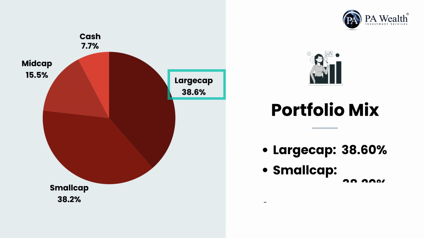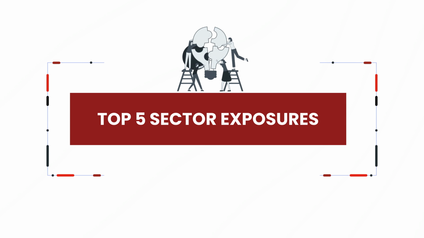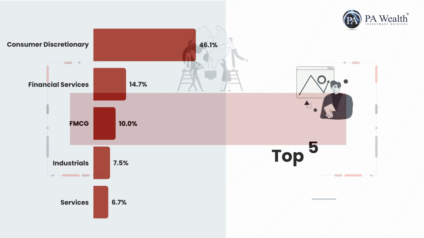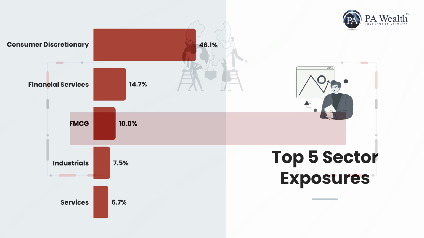First, let's look at the portfolio mix by market cap size. Regarding portfolio composition, large cap accounts for 38.6% of the total composition. Mid cap accounts for 15.5%. Small cap accounts for 38.2% of the fund, while cash accounts for 7.7%. Second, the top 5 sector exposures. The fund is exposed to various sectors. Here's a breakdown of its top 5 sector exposures, which includes services, industrials, FMCG, financial services, and consumer discretionary.